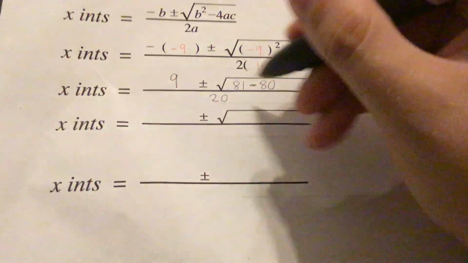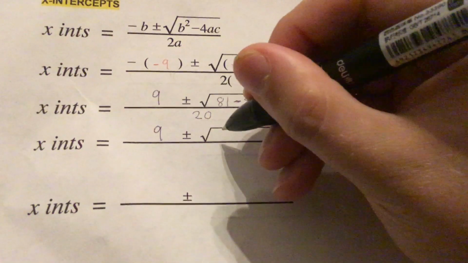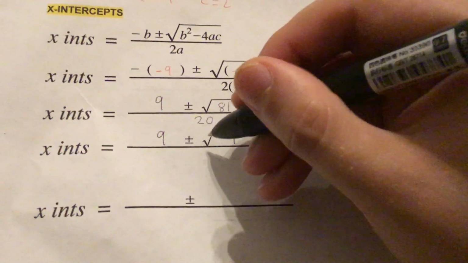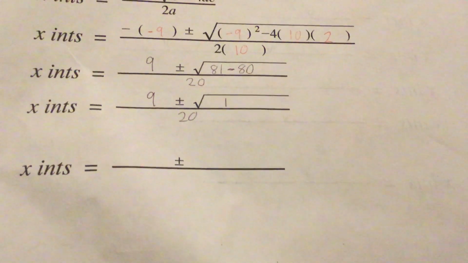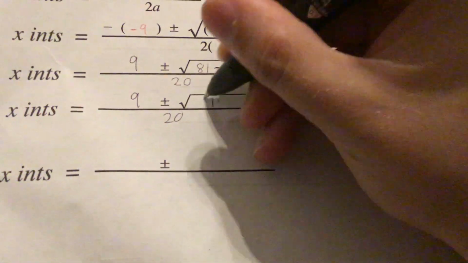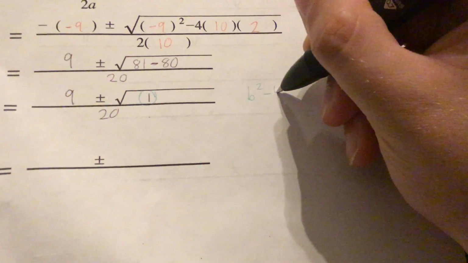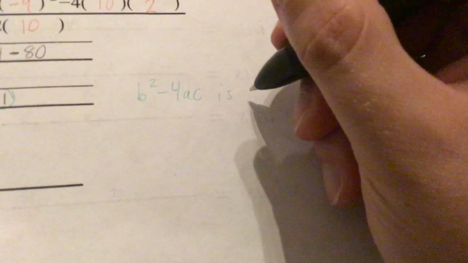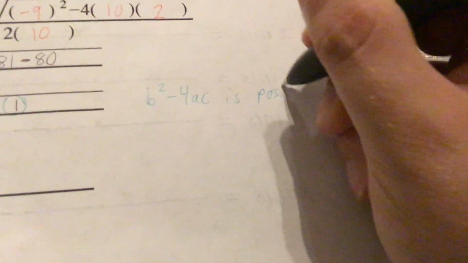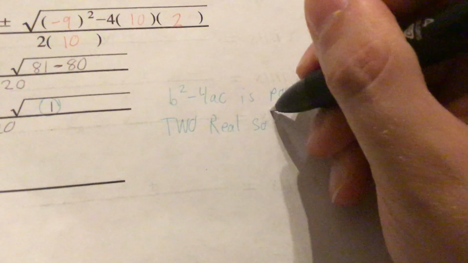And now let's clean up this radical on the inside. So now we've got 9 plus or minus the square root of 1 over 20, because 81 minus 80 is 1. So now, once again, the discriminant on the inside. I make a little note to myself because that helps me out. The discriminant, b squared minus 4ac, is technically positive 1. So because b squared minus 4ac is positive, there's going to be 2 real solutions.